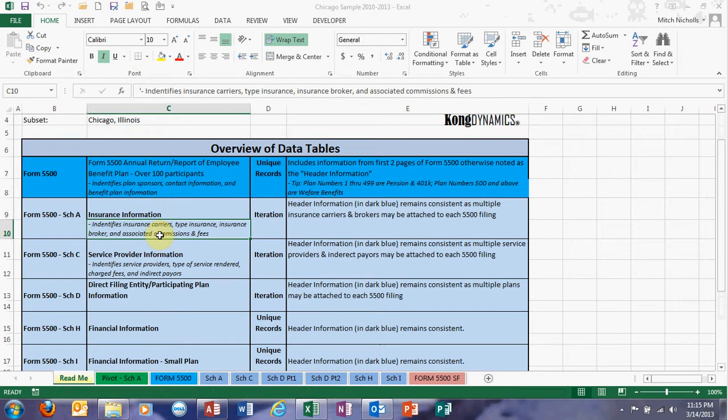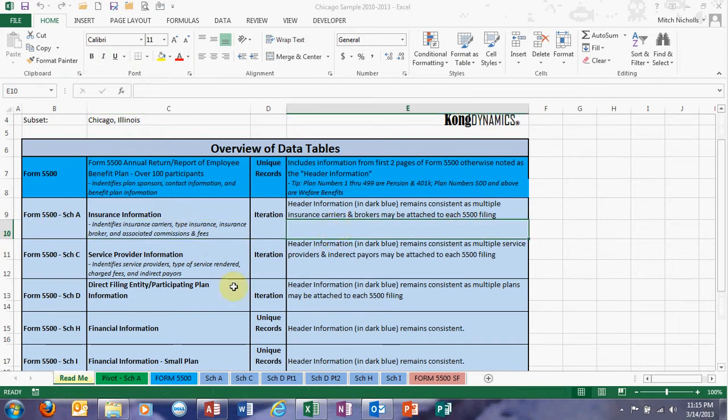Schedule A, this will show the insurance information, who the carriers are, the type of insurance. Is it a fully insured HMO plan? Is it a dental plan? Is it a disability? You'll find that under the Schedule A.